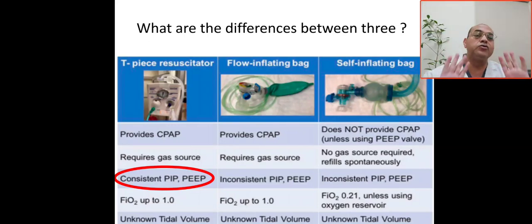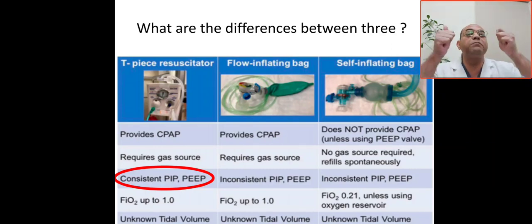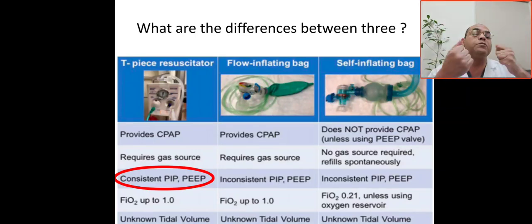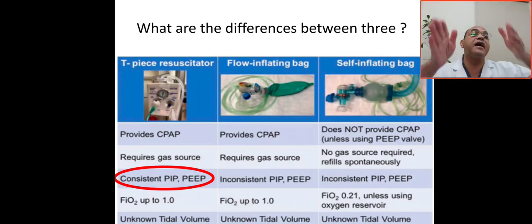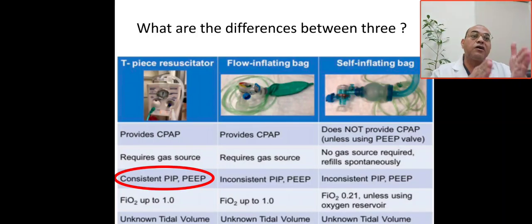All will be unknown tidal volume. But put in your mind, the most important differential point will be the pressure. The pressure in the Neopuff or the TBs will be controllable, consistent, constant, standing pressure. Why? To prevent lung injury: the barotrauma, atelectic trauma, biotrauma, and even volutrauma. It will prevent all of this.